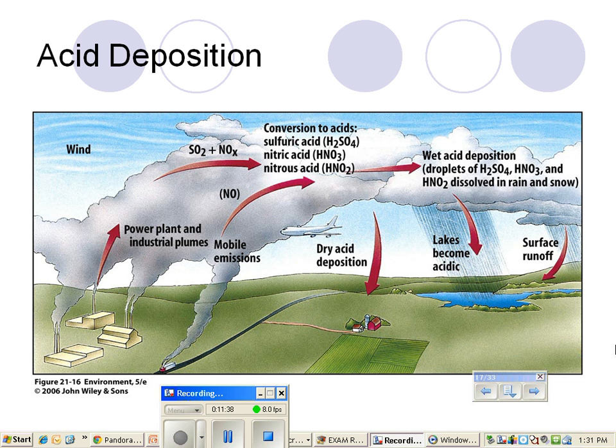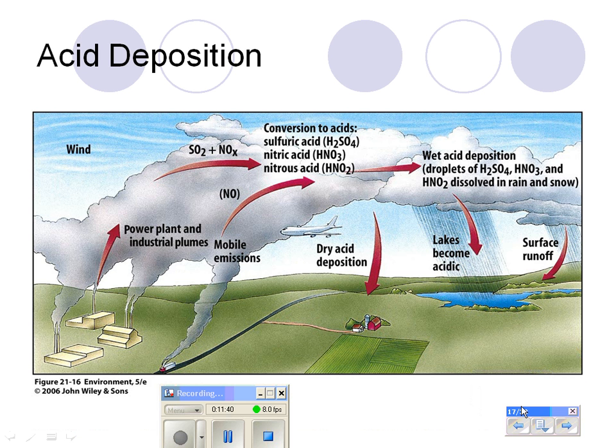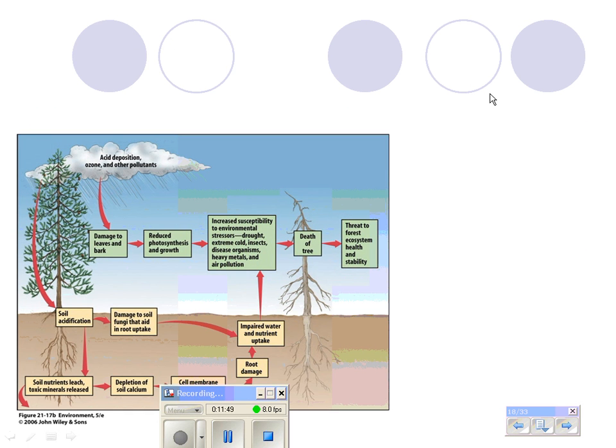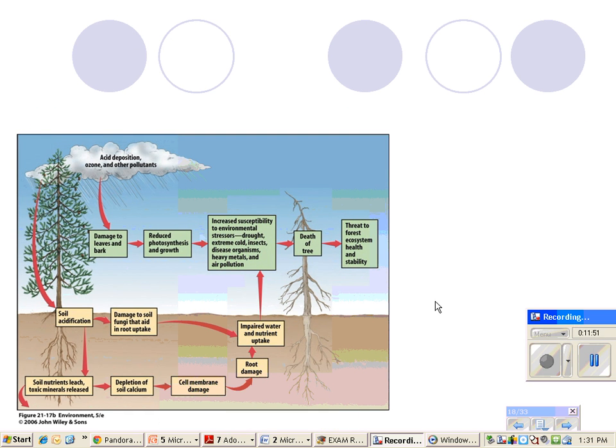It can also damage buildings, so it could have an economic bearing on us. So it could damage some national monuments that would need to be refurbished more often.